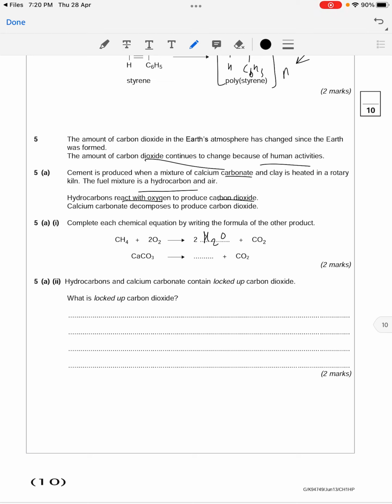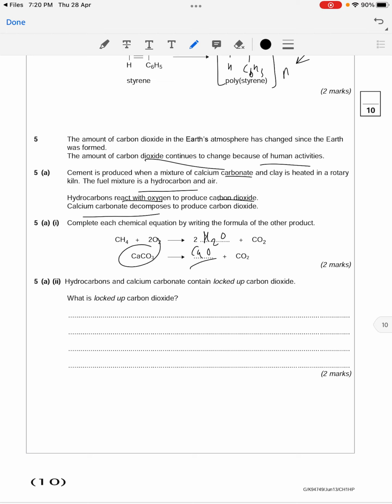And when there's a thermal decomposition reaction, there's always an oxide being produced. So remember, since they have mentioned that calcium carbonate decomposes, we have to have some metal oxide, because a metal carbonate always becomes a metal oxide as well as carbon dioxide. These are the products, metal oxide and carbon dioxide. So in this case, CaO, that's calcium oxide, plus carbon dioxide is being produced.